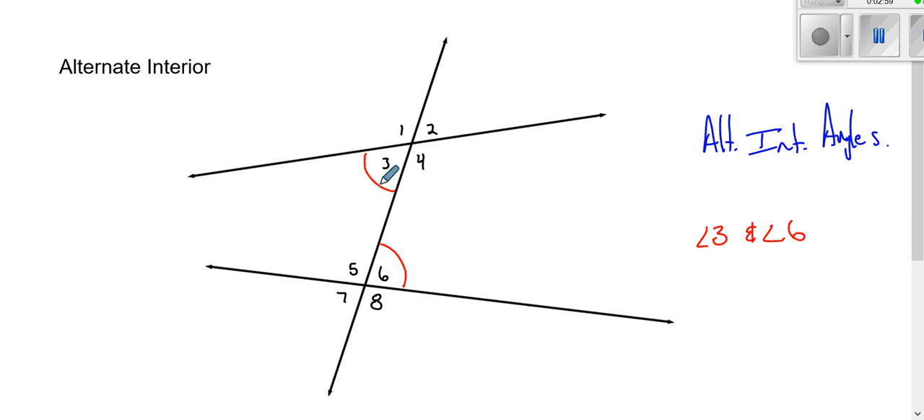I wouldn't say 3 and 4, even though they're on alternating sides. 3 and 4 have a different name. They are called a linear pair, something that we already learned. But 3 and 6 would be alternate interior angles, which means you would also have 4 and 5. Don't be confused and think that it's always the number 4 and the number 5. That's not what makes them alternate interior. What makes them alternate interior is they're on alternating sides of the transversal and they're both on the interior.